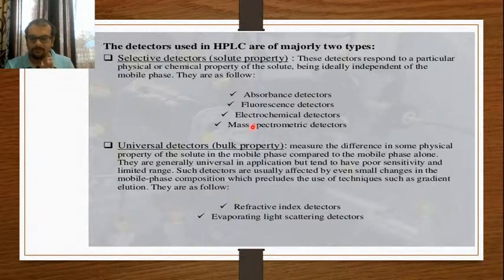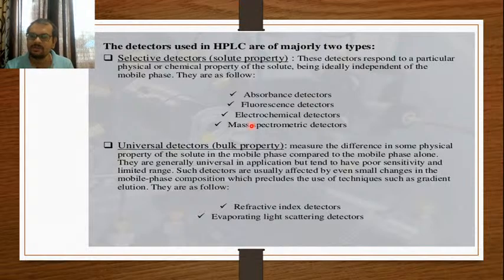Now, when you look at the examples, you come to know that each system utilizes a single property only. Absorbance detector detects only the absorbance, fluorescence detector only detects the fluorescence. Electrochemical variations in your analyte and mobile phase will be determined by the electrochemical detectors, and the mass spectrometric methods utilize the detection of the fragment ion in case of mass spectrometric detectors.